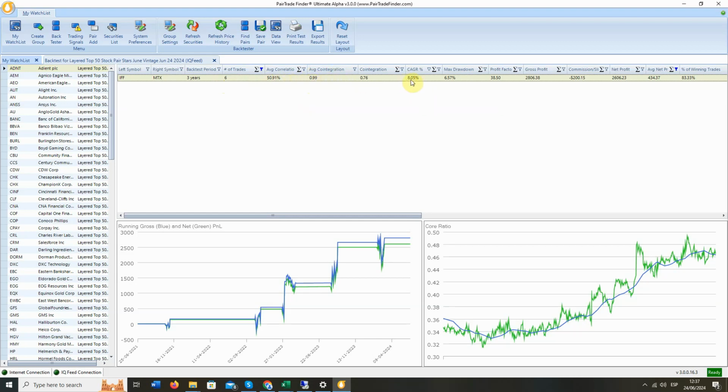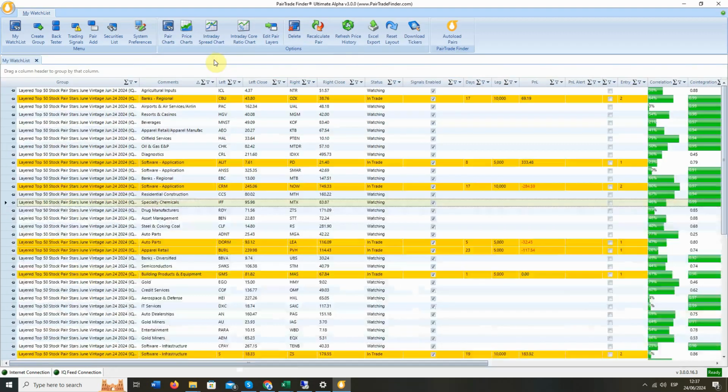Compound annual growth rate of your money, 8%. Max drawdown, 6.6. Positive reward risk. 83% winners, 434 average net profit of the trade. And that's what the backtest looks like on that one.